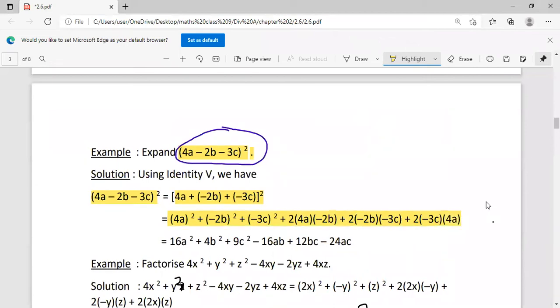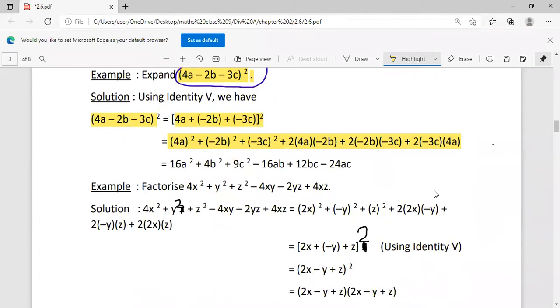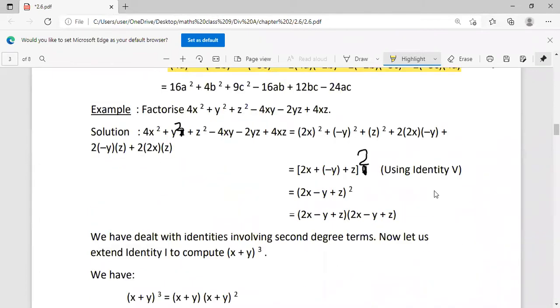We are just substituting it here. Is there any need for explanation? No, sir. Okay. So that's all about the identity for when you are given (x plus y plus z) whole square. Now there comes another similar question.